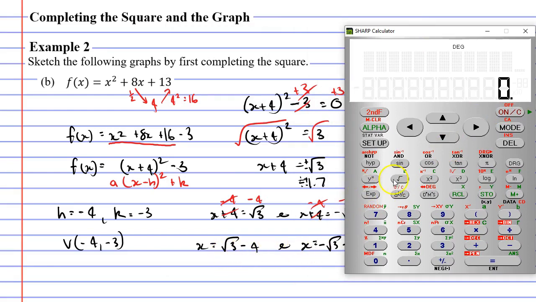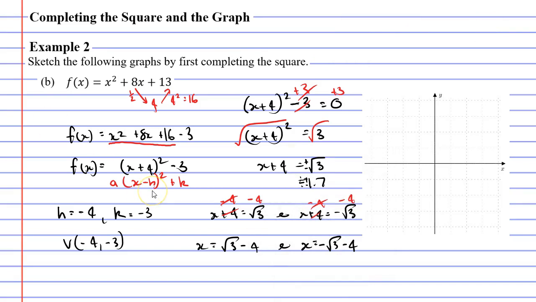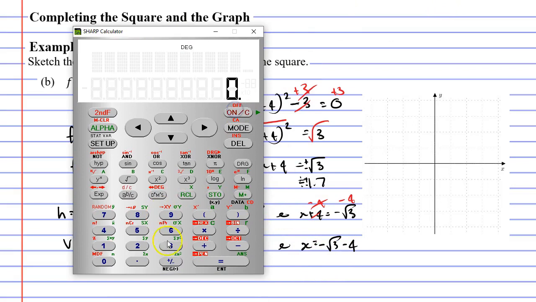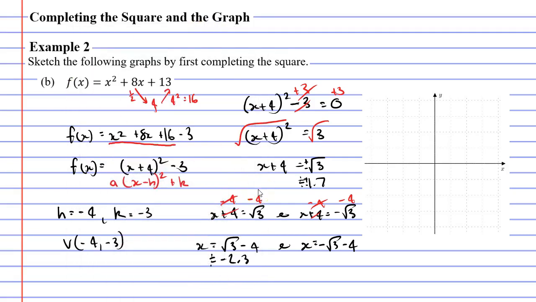So root 3 minus 4 equals about negative 2.3. So that's approximately negative 2.3. And then we had negative root 3 minus 4, which gives us negative 5.7. So we'll write that down. It's approximately negative 5.7. So we give our solutions using the square root sign, but we also write down our decimals just to help us graph them on our xy plane.